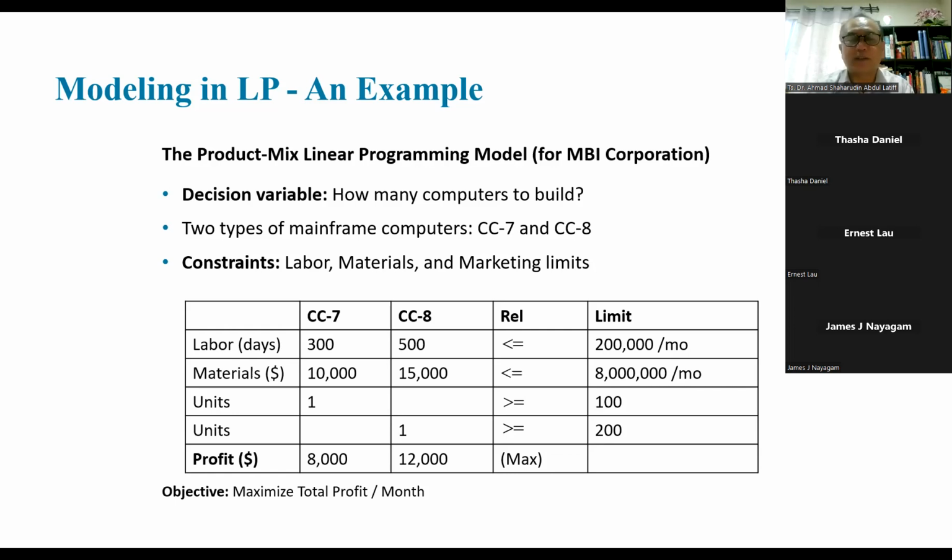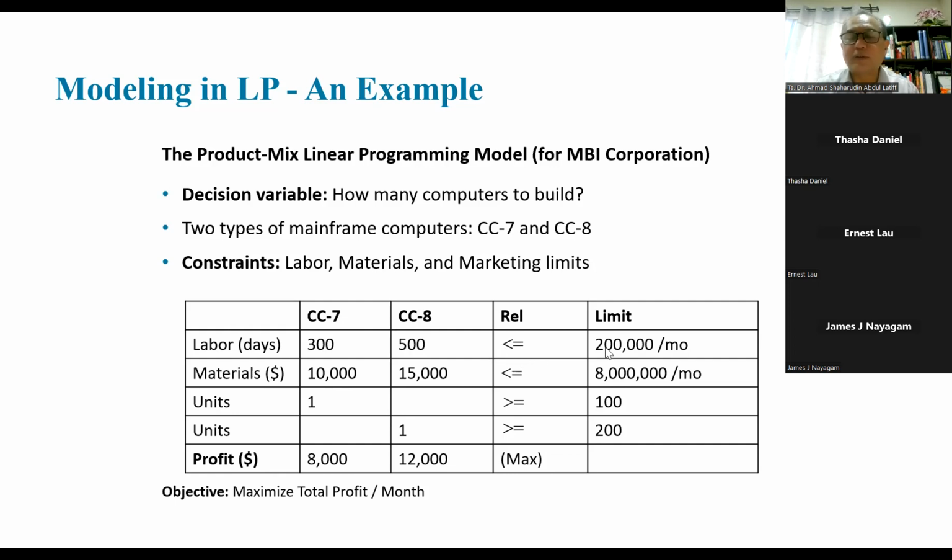Yeah, 100 labor days. 300 labor days is maybe about 15% working, 20 days in a month. 15 times 20 will be 300. So this is 15 times 20, or the other way around. CC8 will be 500 labor days.